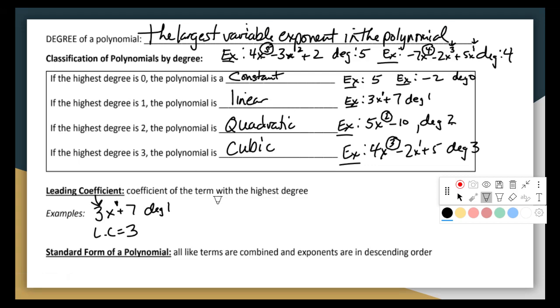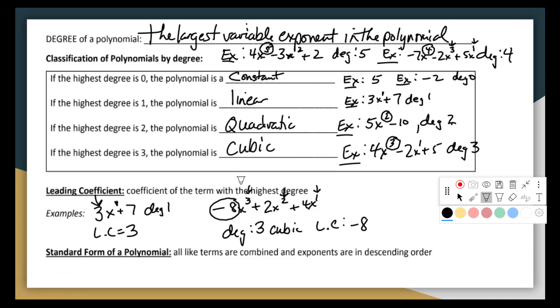If I had, let's make one up, negative 8x to the third plus 2x squared plus 4x. Okay, let's look for the degree first. The degree is going to be the highest of the variable exponents. We got a 3 there. We got a 2 there. There's a 1 there, we don't see it. So 3 is the degree. We call that cubic. And then the leading coefficient would be -8. That's the number in front of that variable that has the degree.